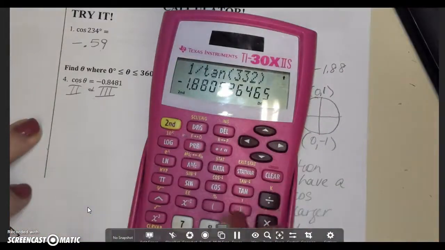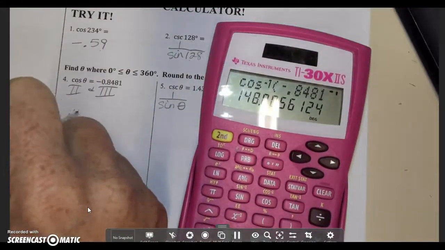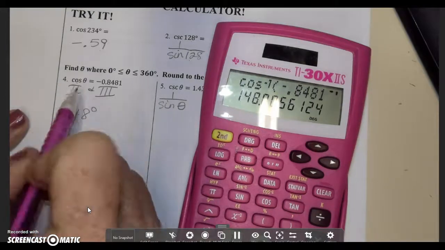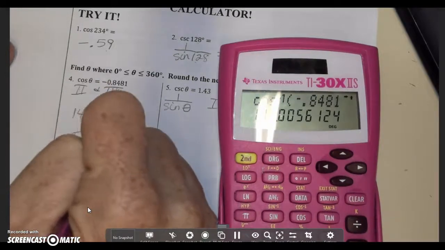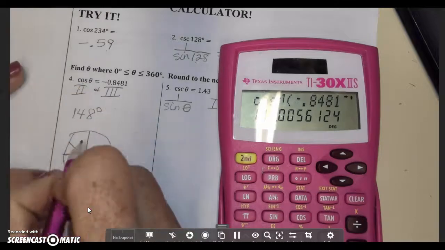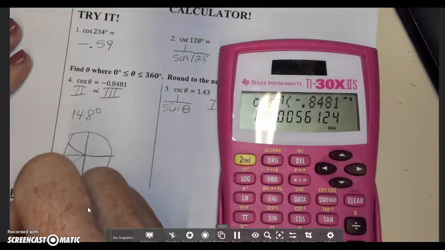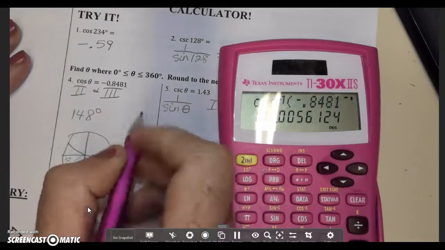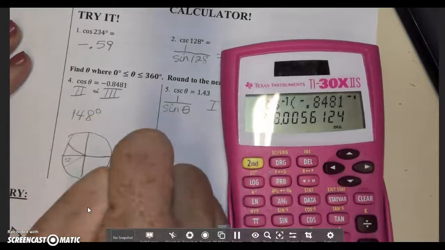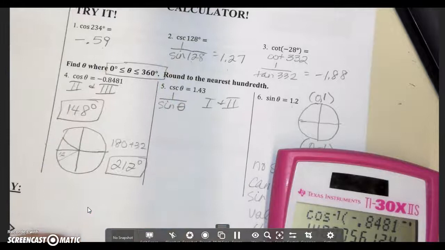So second cosine of negative 0.8481 is going to give you 148 degrees. So that takes care of our second quadrant. So if we think about that, 148 will be right about here. So it'll be 32 degrees up from the x-axis. So since we know it's going to be in the third quadrant, that's going to be 32 down. So 180 plus 32 is going to give you 212 degrees also. Those are your two measurements. So this means everywhere in the unit circle that that value occurs.